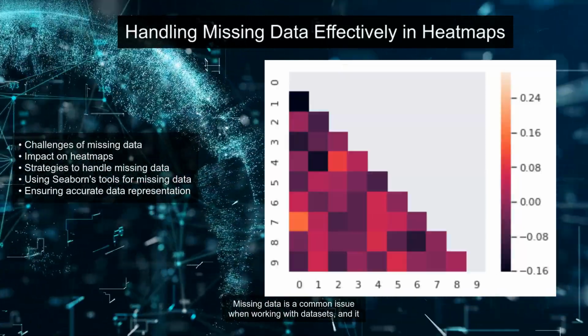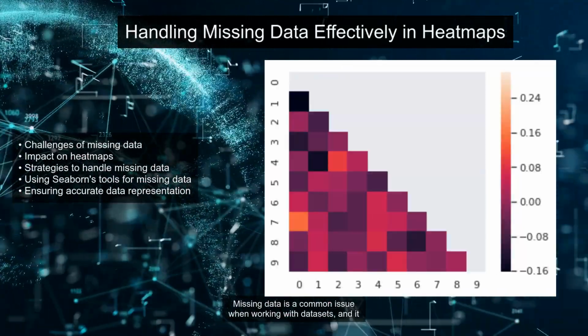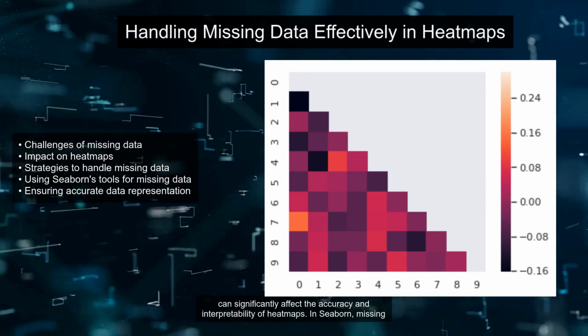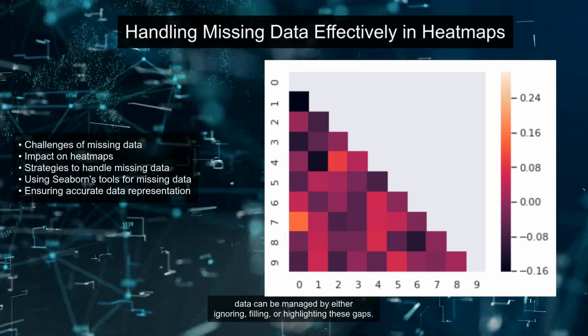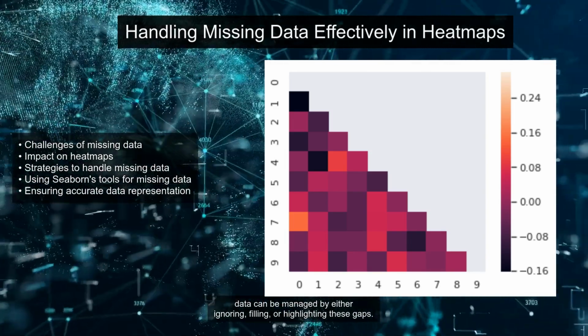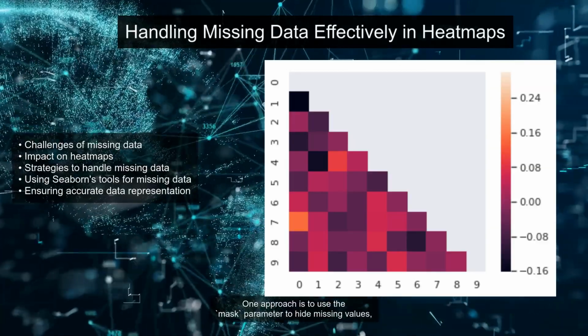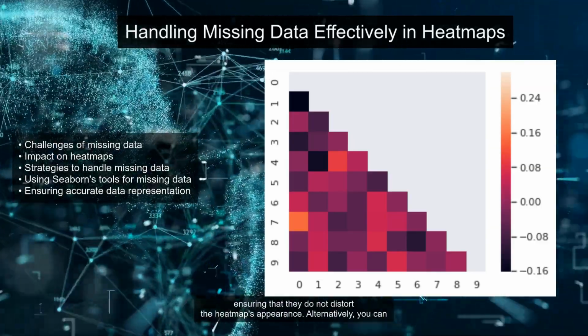Missing data is a common issue when working with datasets, and it can significantly affect the accuracy and interpretability of heat maps. In Seaborn, missing data can be managed by either ignoring, filling, or highlighting these gaps. One approach is to use the mask parameter to hide missing values, ensuring that they do not distort the heat map's appearance.